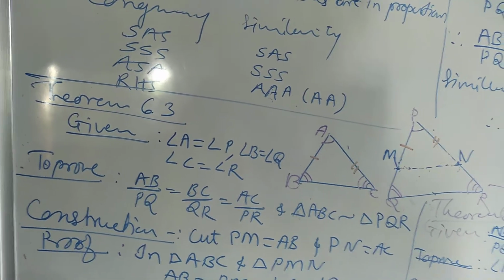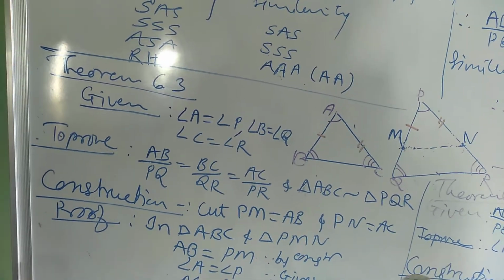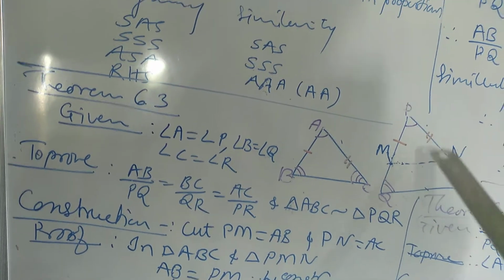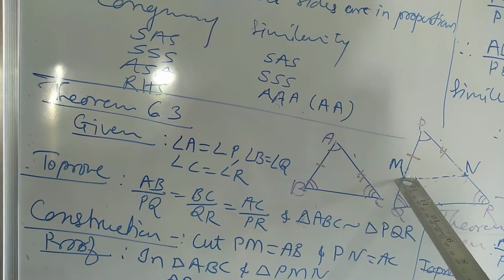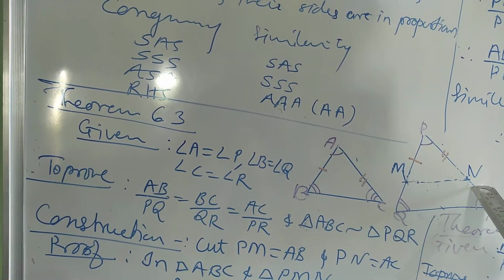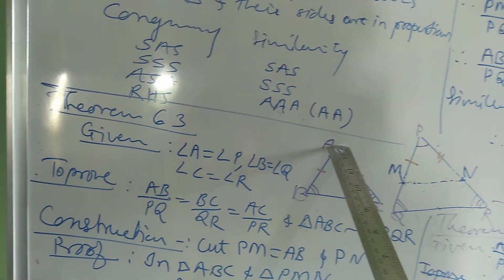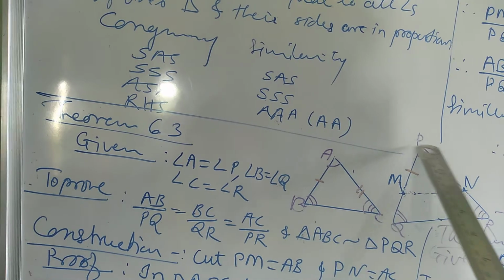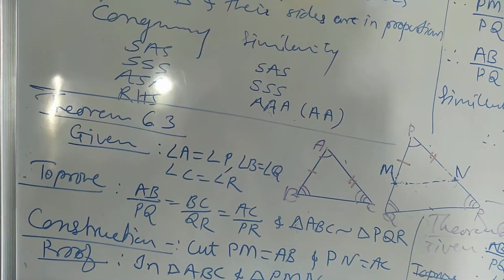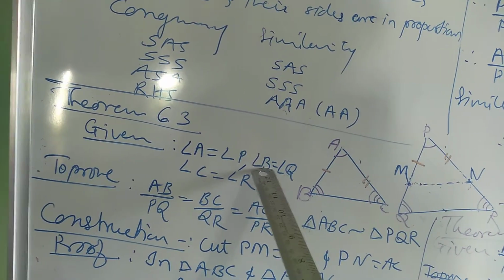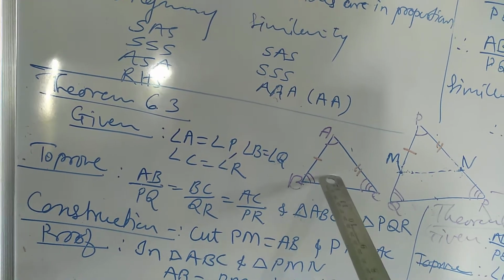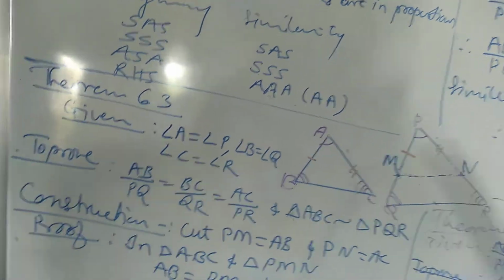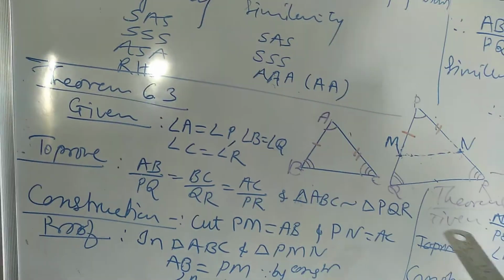Now to do this we need a construction. PQR is the bigger triangle we have taken, so we are going to cut the side PQ at M and PR at N in such a way that AB is equal to PM and AC is equal to PN. This is the construction. Whatever is given and constructed, we have to represent in the diagram, so it will be easy for you to prove.